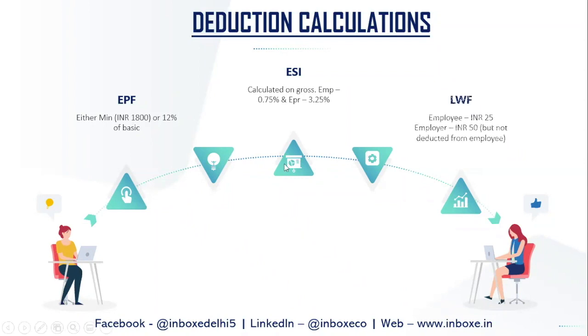Now the next is LWF, as I mentioned. LWF is 25 rupees from the employee side, and from the employer side it will be 50 rupees. But this 50 rupees from the employer side won't be a part of your CTC. That is separate, and this needs to be paid from the employer side only. If any deduction is happening of more than 25 rupees in your salary slip, then definitely you can connect with your management.